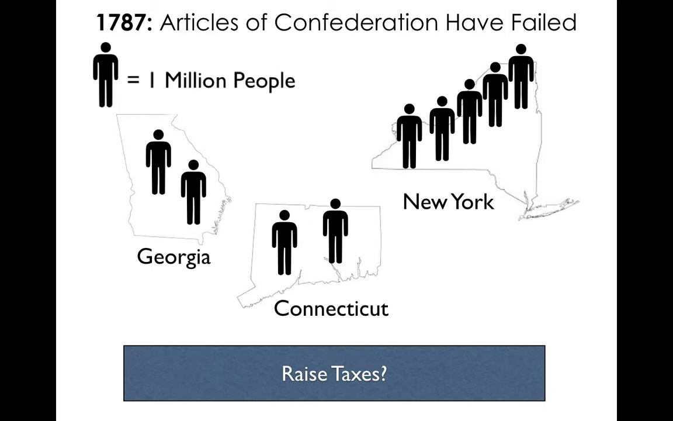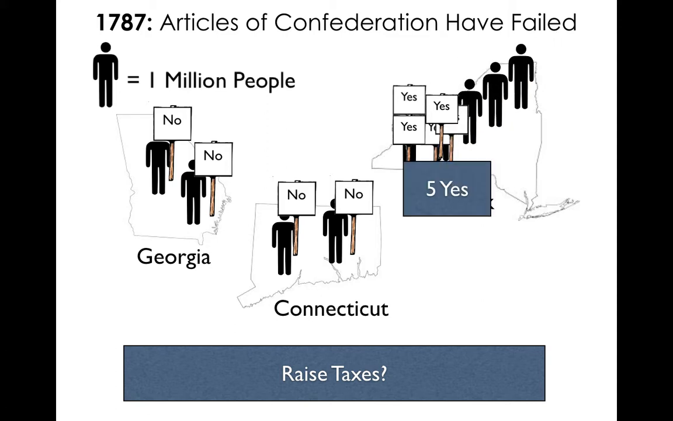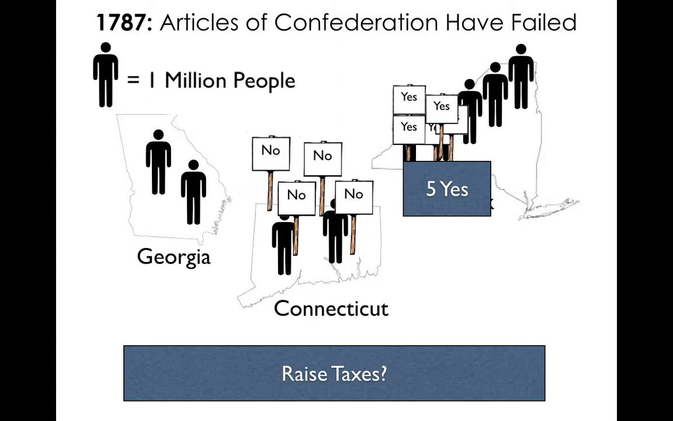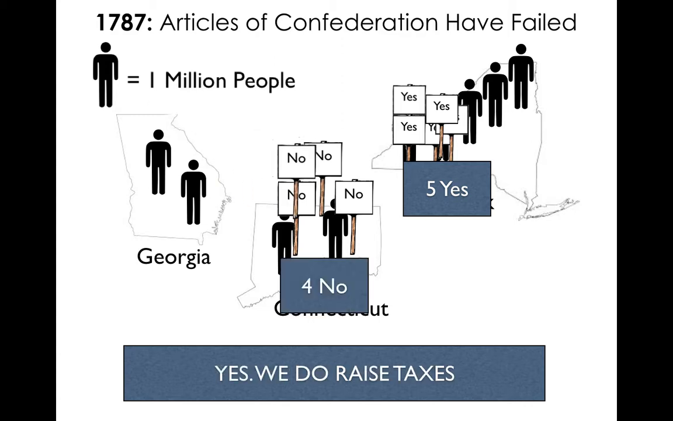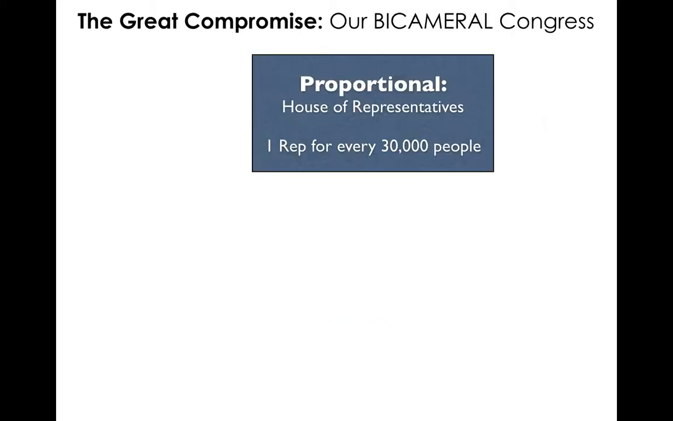But if we, as I just said before, had a representative government based on the people or the population, and we had one representative for every million people, it would be a vote of 4 to 5. And the question is, are we going to raise taxes? In this case, yes, we would raise taxes. This is called proportional representation. This was also called the Virginia Plan at the Constitutional Convention. You get votes based on your population.